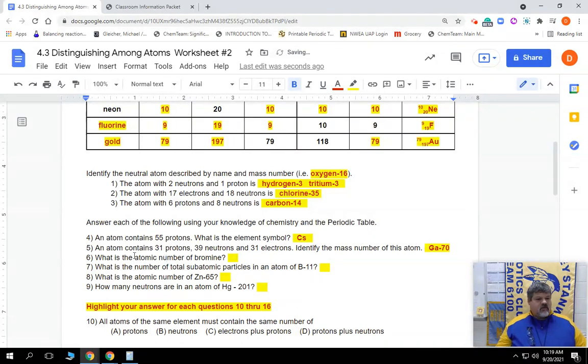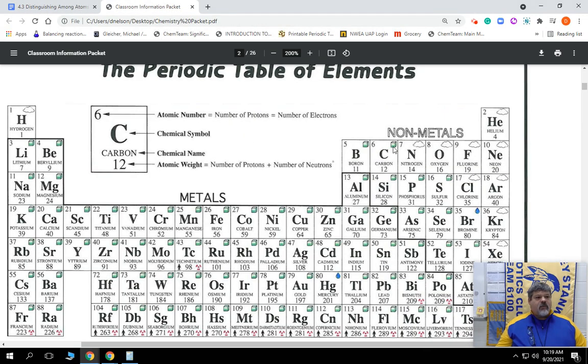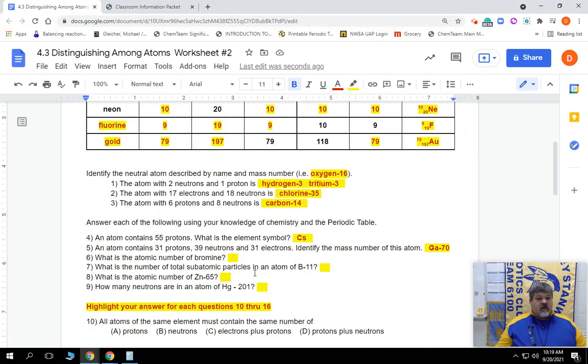Let's go on to the next question. What is the atomic number of bromine? Bromine. So we're going to go to the packet here. We're going to find bromine. It's right over here. The atomic number is 35. Again, the atomic number is always the one that's lowest in the box. So let's go back over here, and we can write in 35.